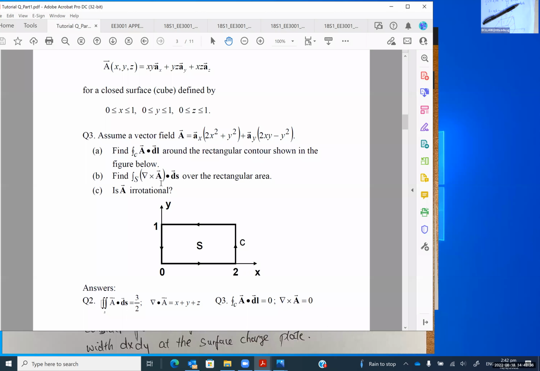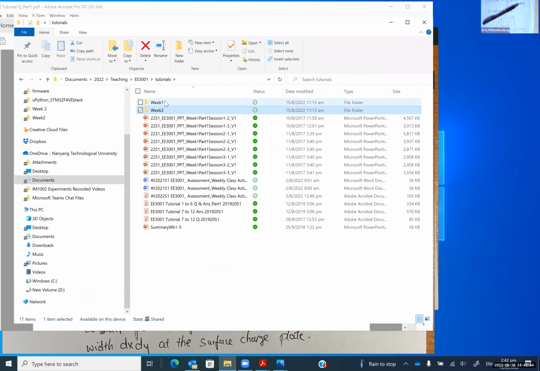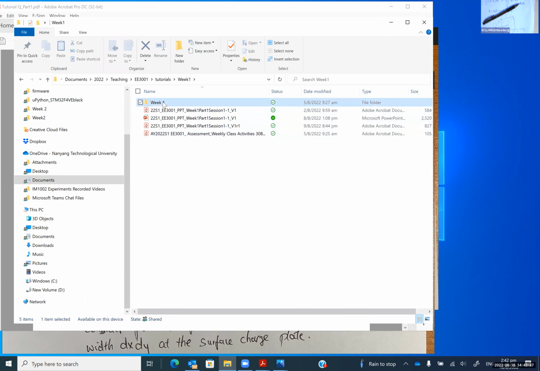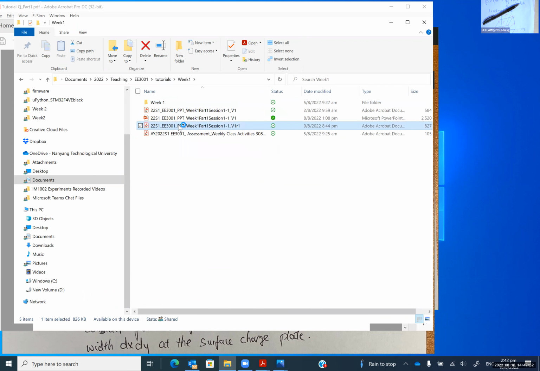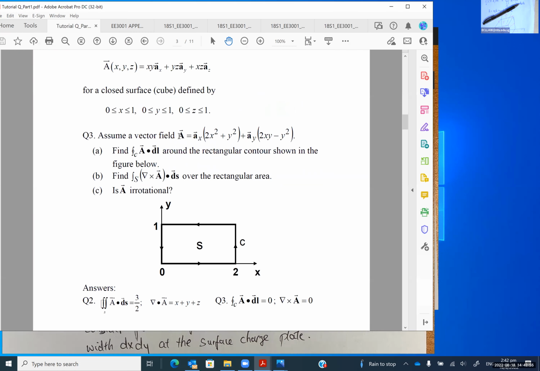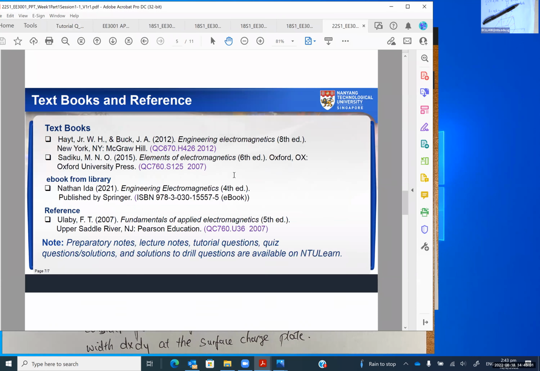So I strongly encourage you to go and read the ebook. The ebook is the one that I mentioned to you early on, to get some further understanding of how to apply this one. This one, Nathan, Ida. Like I say, it's an ebook, so you should be able to download it. But prepare yourself with heavy reading.